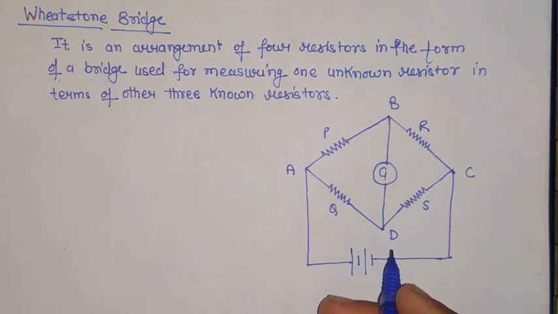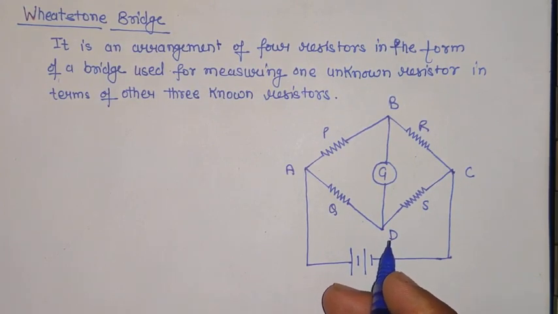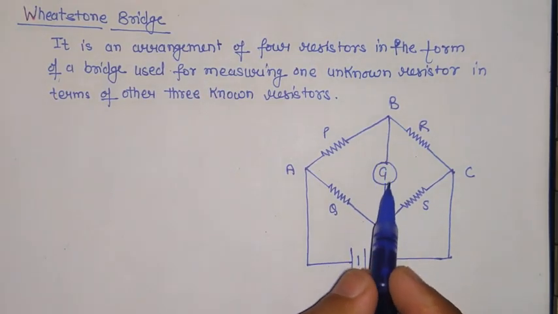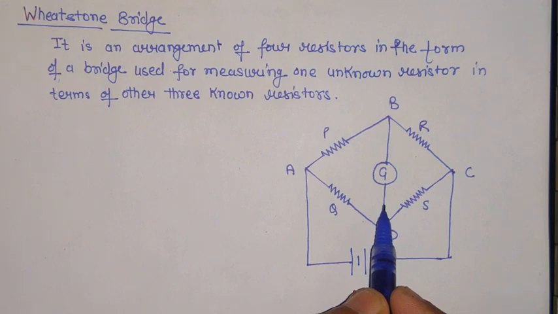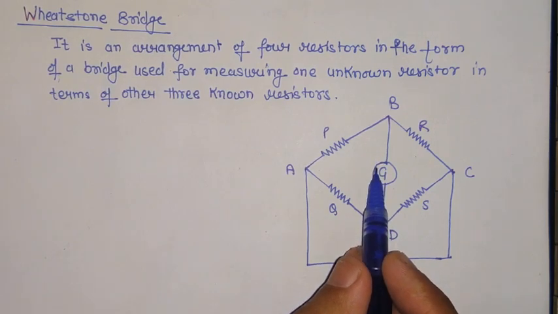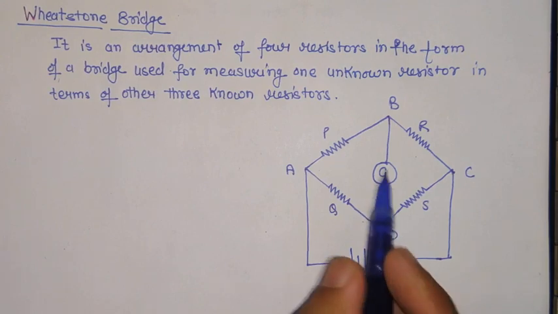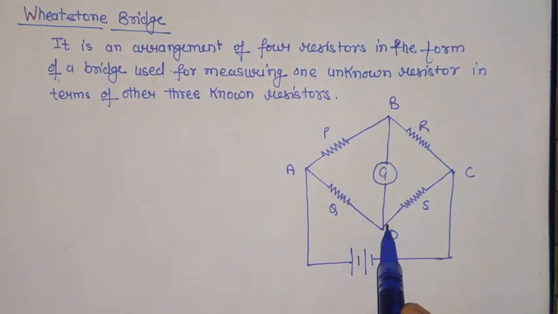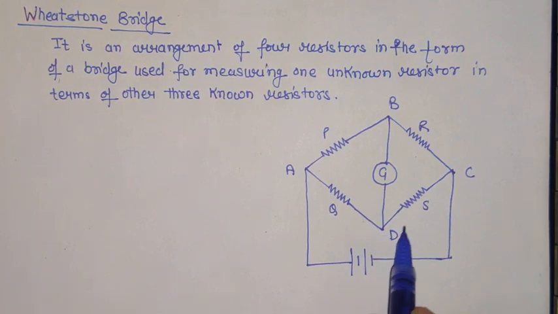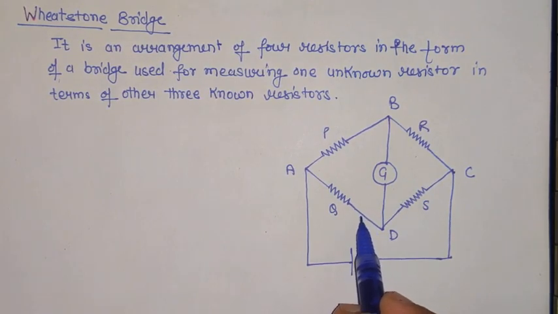Now what is balance condition and how do we get it? How can we get this balance condition? When current through the galvanometer arm becomes zero, or there is no deflection in the galvanometer, then this bridge is said to be balanced. At this stage, the potential at point B and D is equal. So, when there is no current passing through the galvanometer, this bridge is said to be balanced.